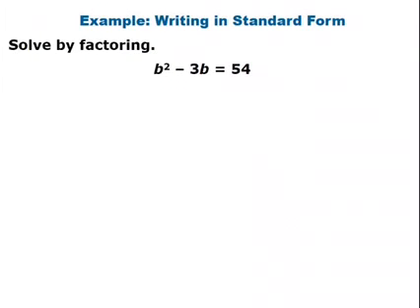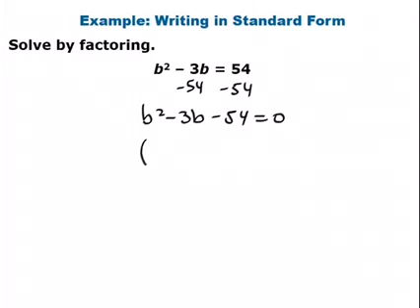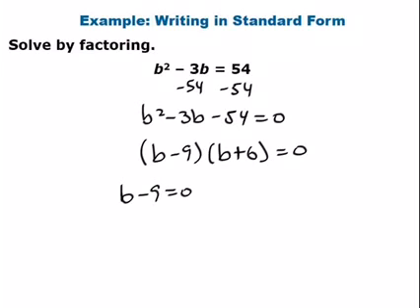Same idea here. We are supposed to be set equal to 0, but we're not, so we need to move the 54 to the other side. So I've got b squared minus 3b minus 54 equals 0. The factors of negative 54 that add up to be a negative 3, well, it's going to be negative 9 and positive 6. So right now I've got b minus 9 times b plus 6 equals 0. Last step, set each piece equal to 0 and solve.